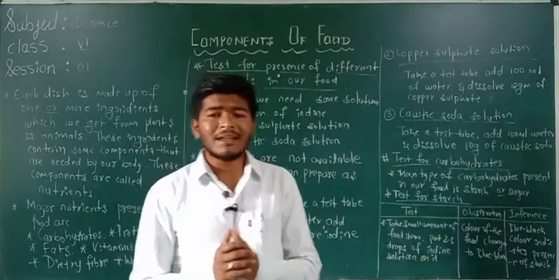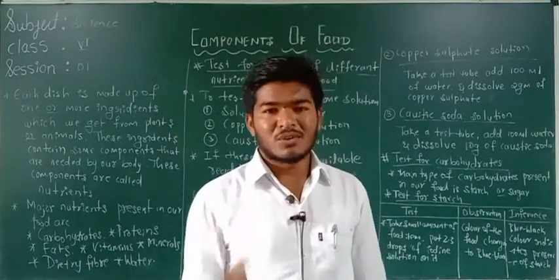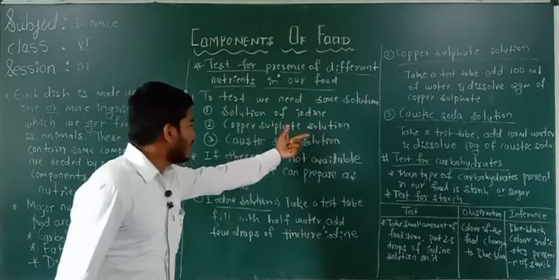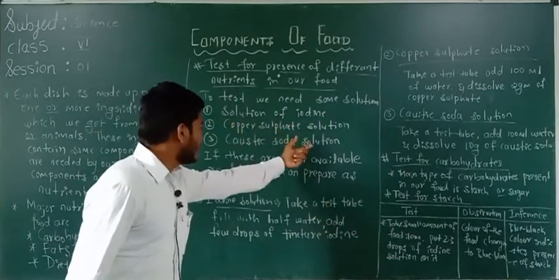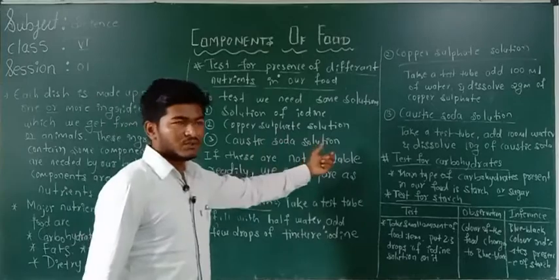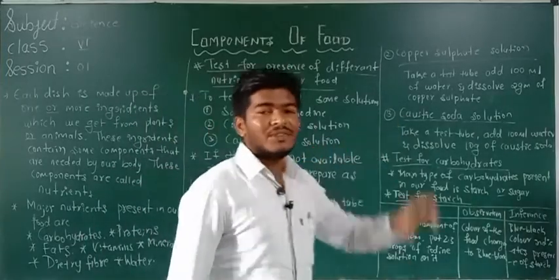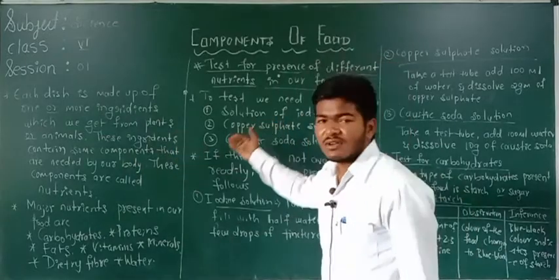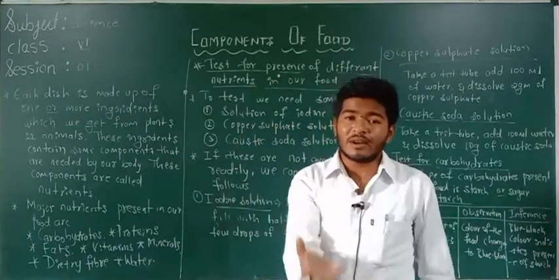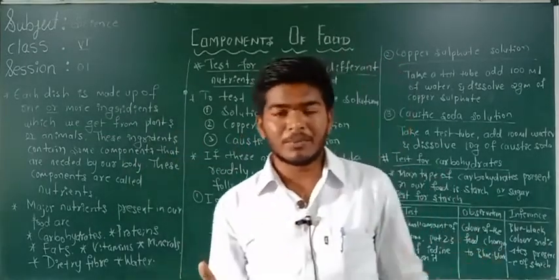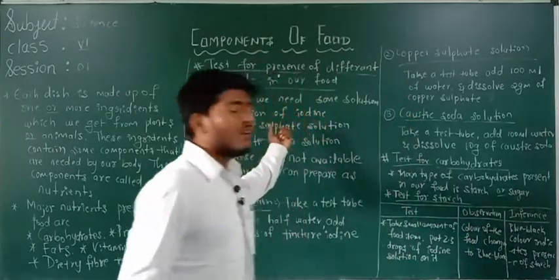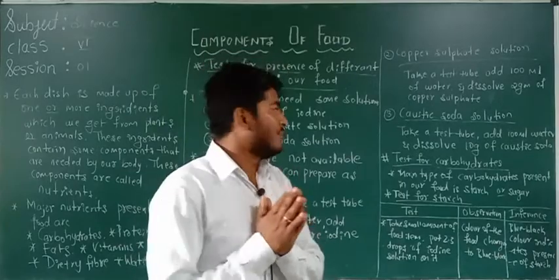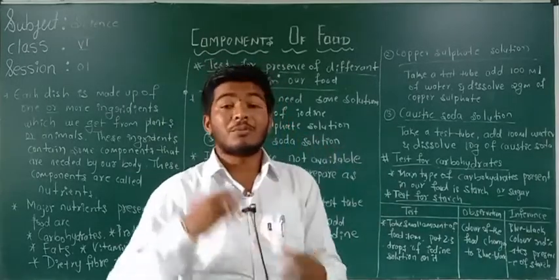To make these experiments we need some solutions. What are those solutions? They are nothing but a solution of iodine, a copper sulfate solution and a caustic soda solution. If these solutions are present in your home readily, then there is no problem. If they are not present, then we are going to make those solutions.